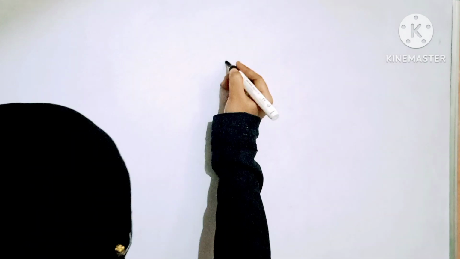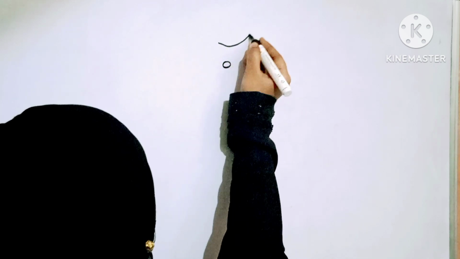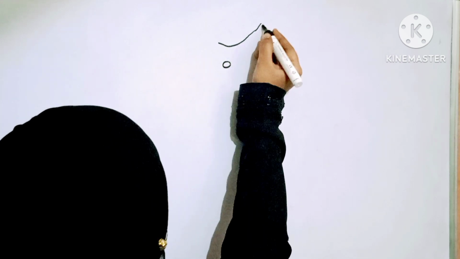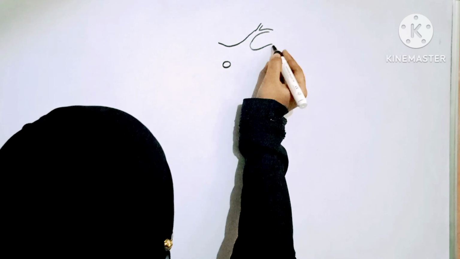Hi everyone, let us draw the nerve diagram. While drawing the diagram, let us study briefly about the nerves. A nerve is a bundle of fiber that receives and sends the messages between the body and the brain.